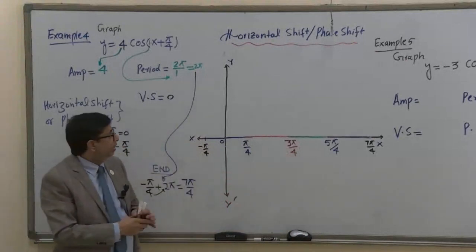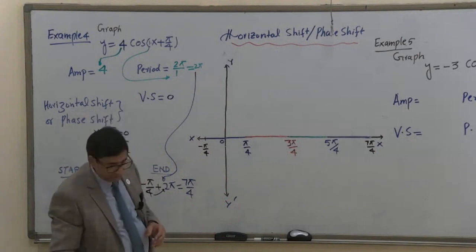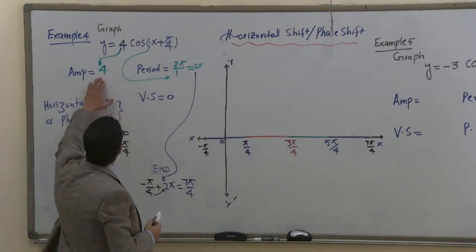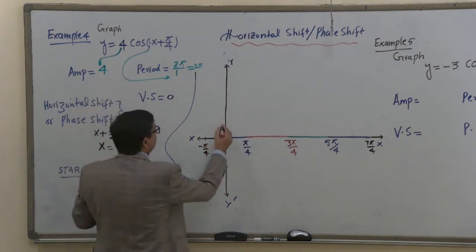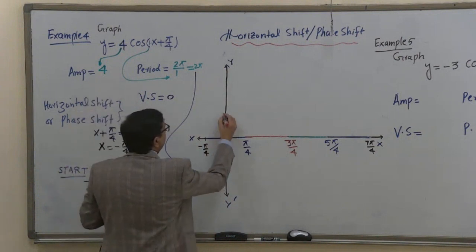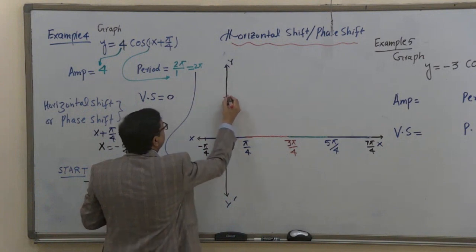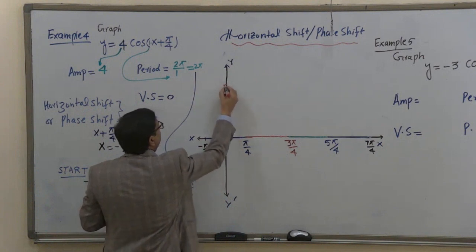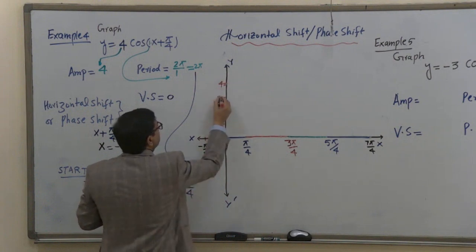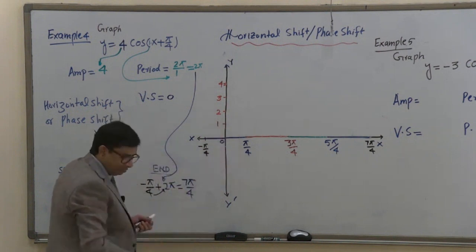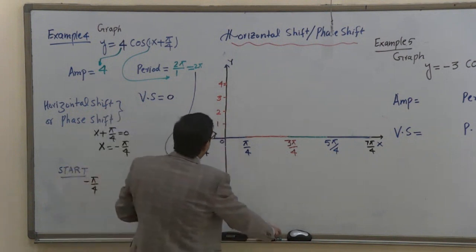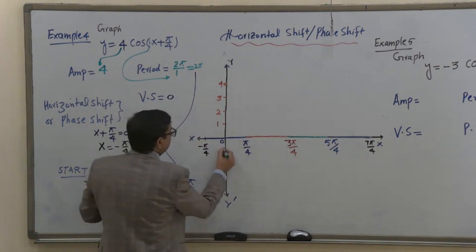How to graph it? We look for its amplitude. And amplitude is here already decided. Amplitude is 4. So I divide it in 4 equal parts. 1 and 4. Approximately here. Okay. This is 3, 2, 1. Similarly, we can divide here.